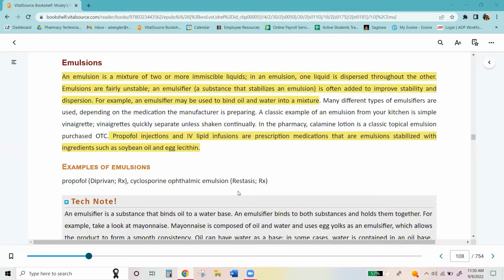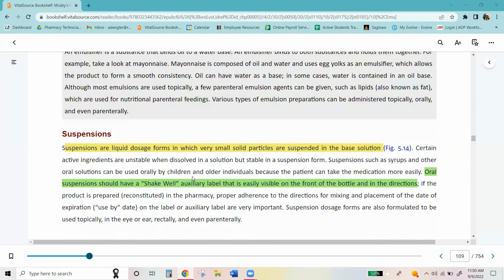Propofol injections and IV lipid infusions are prescription medications that are emulsions stabilized with ingredients such as soybean oil and egg lecithin. Propofol is an anesthetic that is usually used for small procedures like a GI scope or a colonoscopy, those types of surgeries.